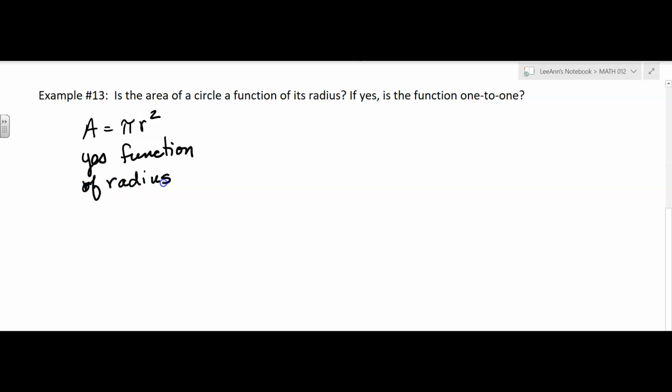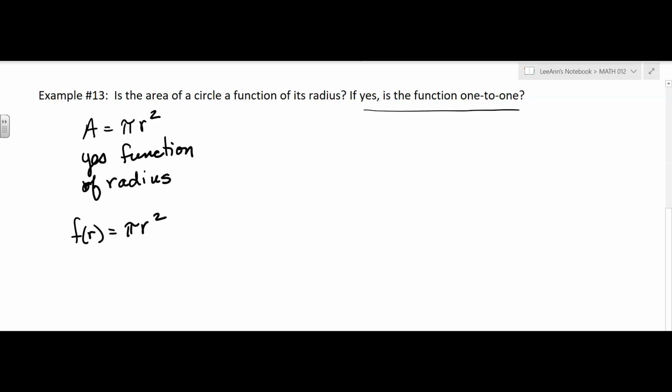Now you might be asking, well, you didn't put it in function notation. You could write f of r equals pi r squared. And we understand that that's the formula for the area of a circle. Okay. Is the function one-to-one?